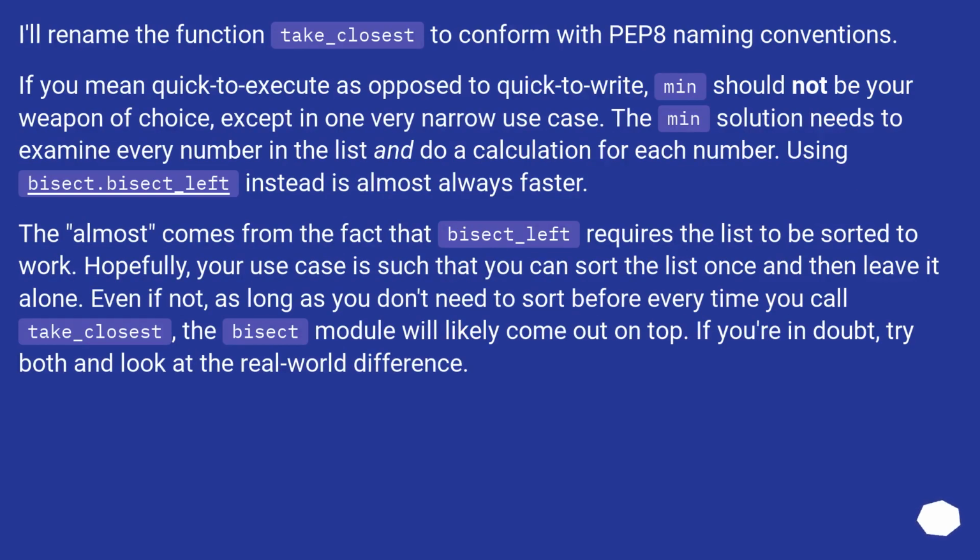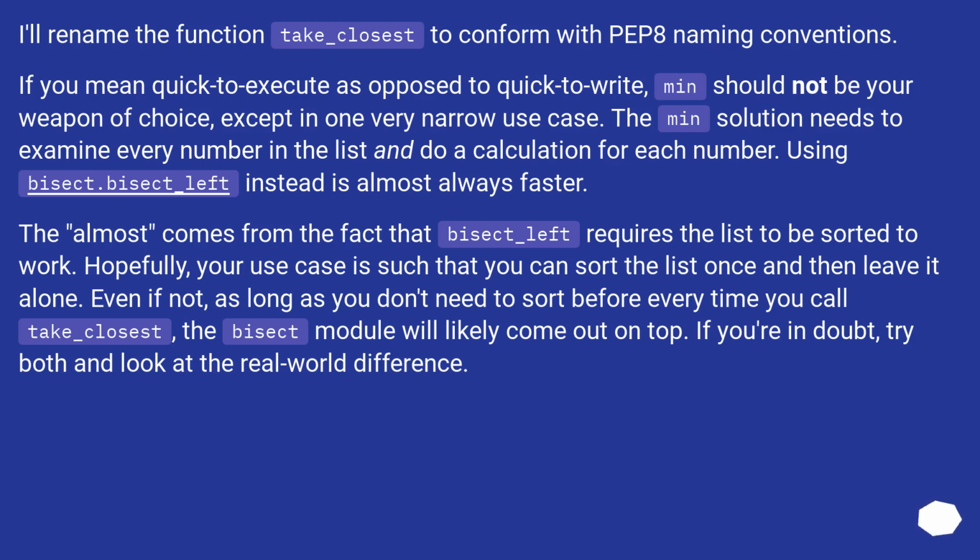I'll rename the function take_closest to conform with PEP 8 naming conventions. If you mean quick to execute as opposed to quick to write, min should not be your weapon of choice, except in one very narrow use case. The min solution needs to examine every number in the list and do a calculation for each number.